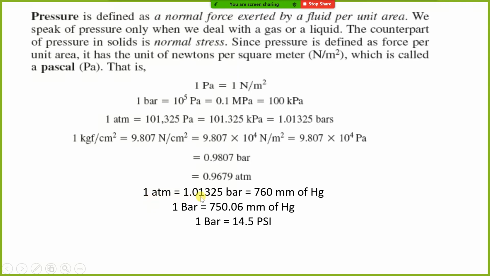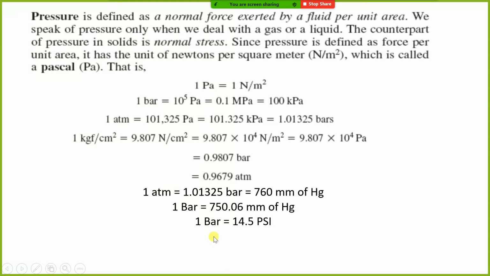1 atmosphere is equal to 1.01325 bar, which is equal to 760 mm of Hg. We have already seen this in the diagram. 1 bar is equal to 750.06 mm of Hg. Remember, 1 atmosphere is equal to 760 mm of Hg, and 1 bar is approximately 750 mm of Hg. This unit conversion will help us while solving the numericals.